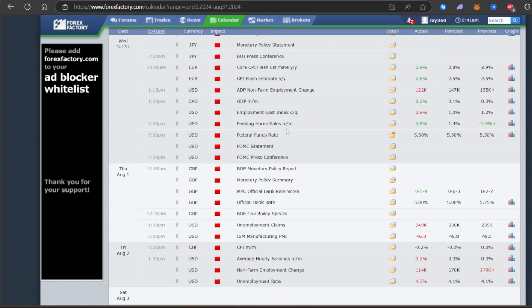You can see pending home sales. You see, this one is a housing related news. So leading indicators such as housing and new business orders, those ones can hint at economic trends. All right, they predict future economic activity.